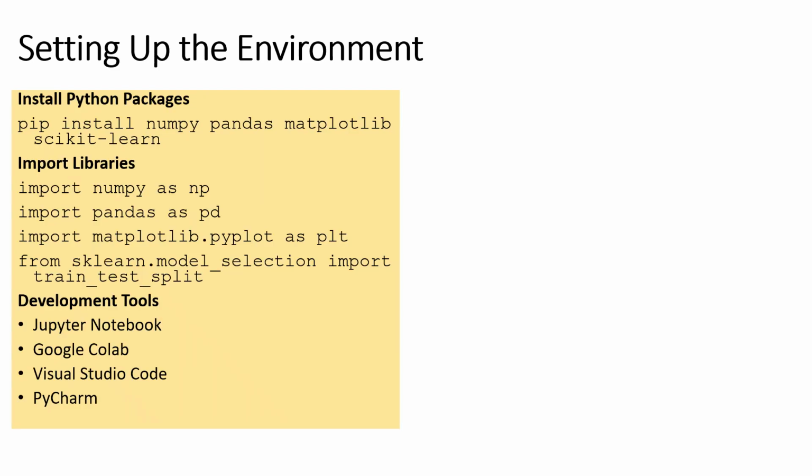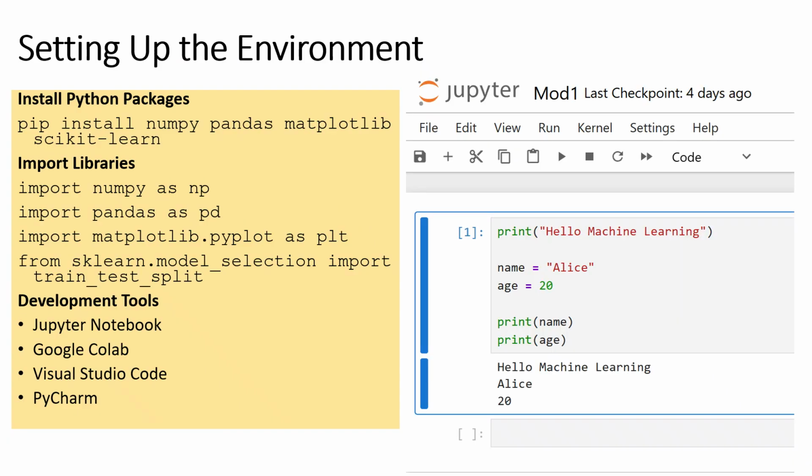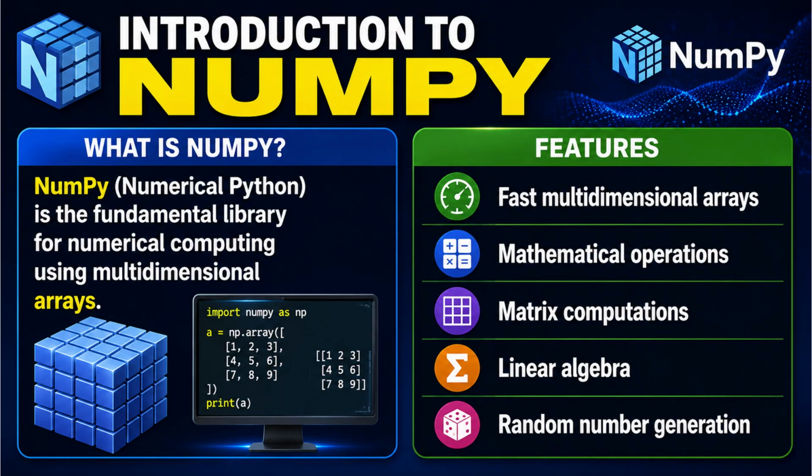So first you have to set up the environment. For that you have to install the Python packages NumPy, Pandas, Matplotlib, and Scikit-learn. Then you have to import each of these libraries, NumPy, Pandas, and so on. And then also the development tools, like you must know the Jupyter Notebook, which you can see here, Google Colab, Visual Studio Code, and PyCharm. So this is a simple example of a Jupyter notebook.